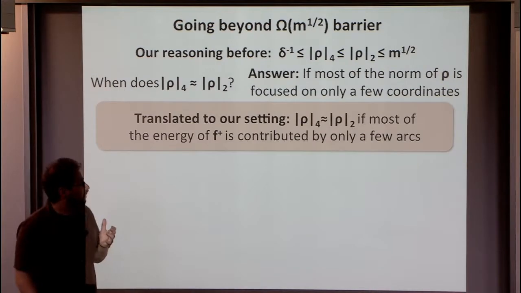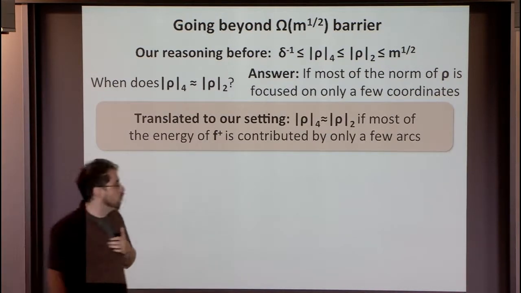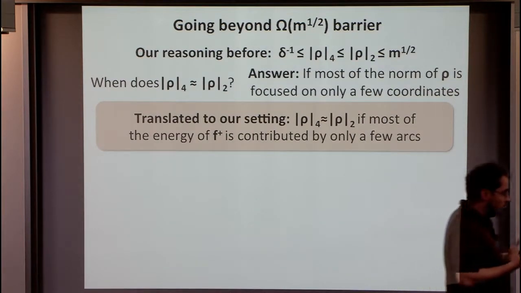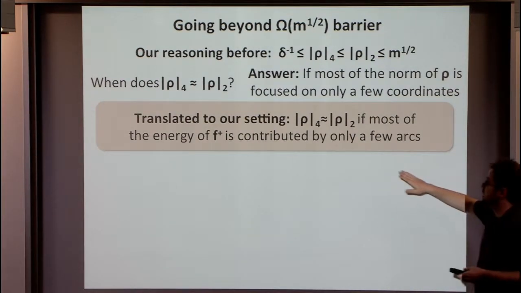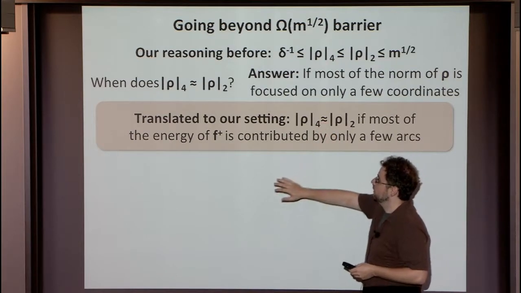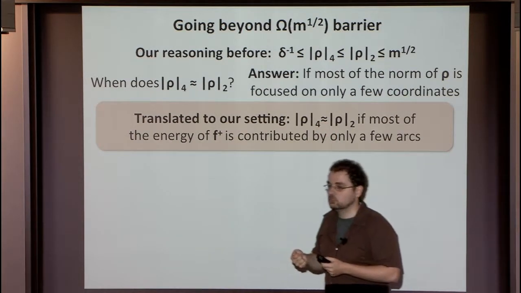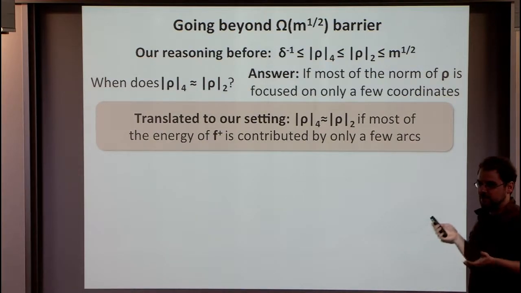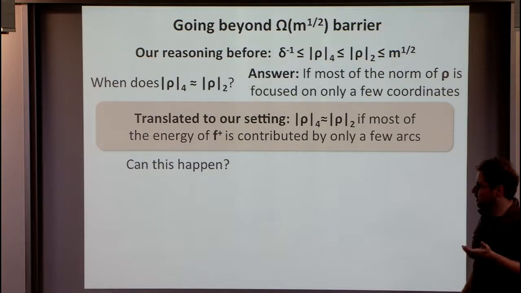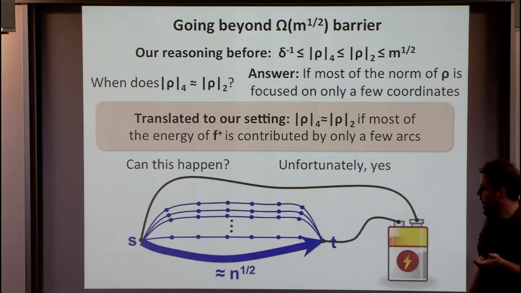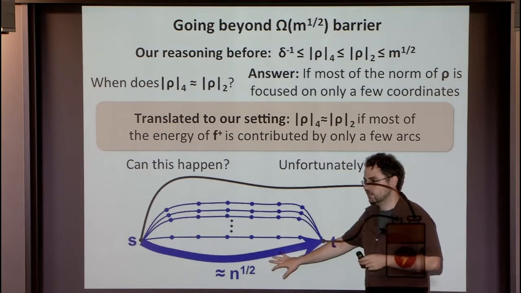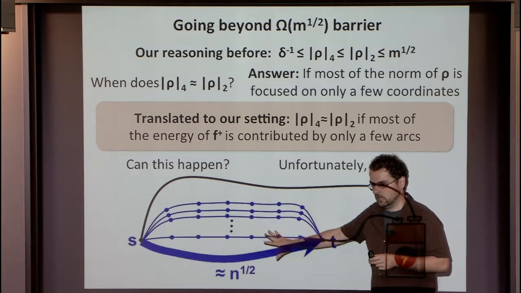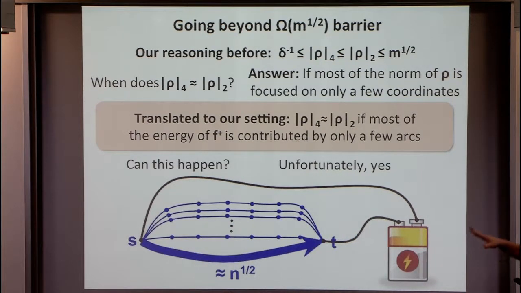Okay, so now we know when things go bad. This translates to our setting. It just means that things go bad if in our electrical flow there are arcs that contribute most of the energy. That's exactly what it means in our language. So is it good or is it bad? Well, it's bad because this actually can happen, and we have already seen examples where there is one arc that contributes most of the energy. So in this sense, this bound is unfortunately tight as well.